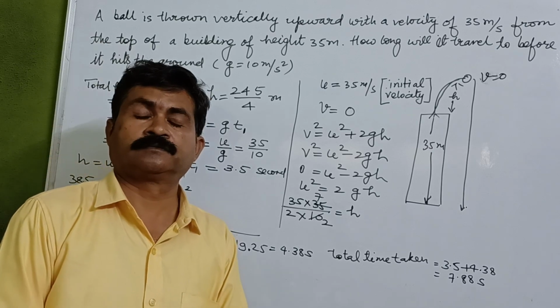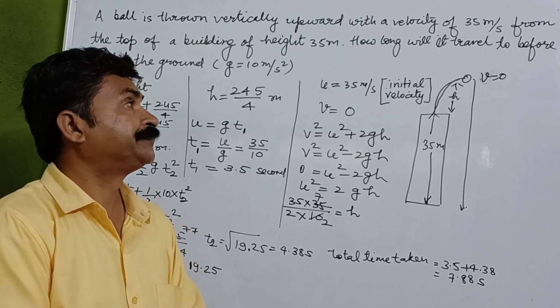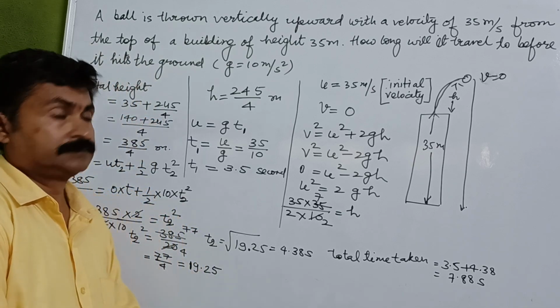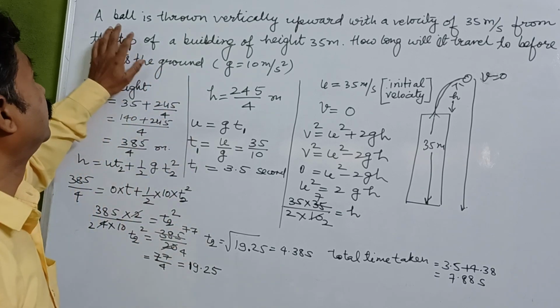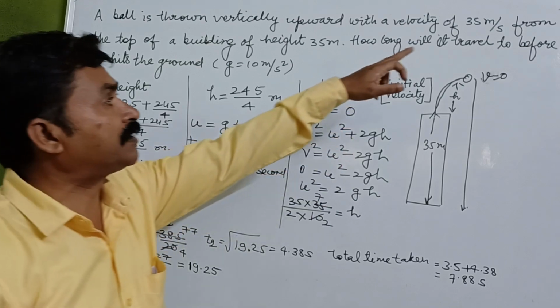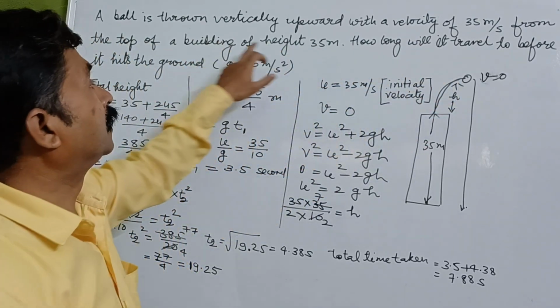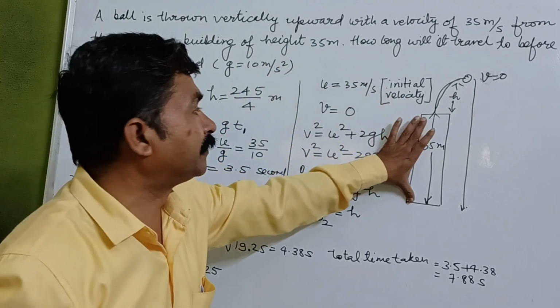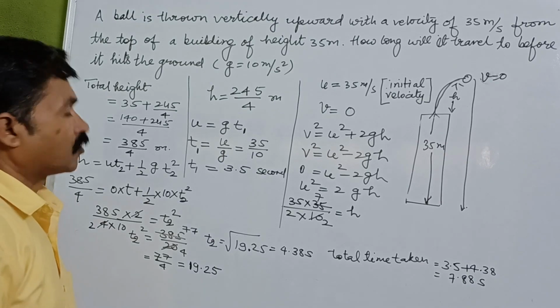In this episode, we are going to solve a numerical which is based on motion under gravity. A ball is thrown vertically upward with a velocity of 35 meters per second from the top of a building of height 35 meters. How long will it travel before it hits the ground?